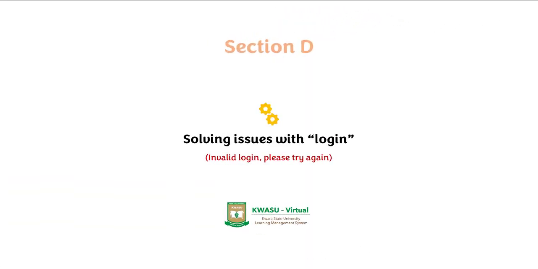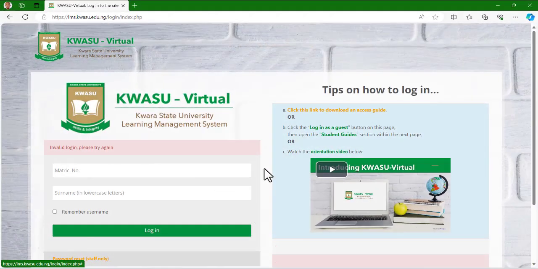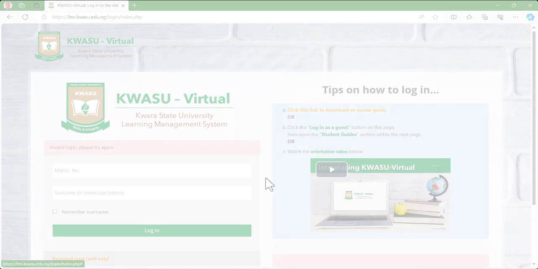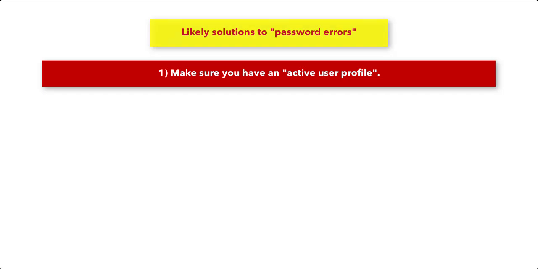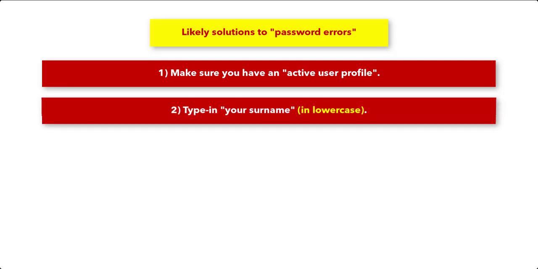In case you are unable to log in with your surname simply typed in lowercase, then it's possible that there could be any of these following errors. First of all, make sure that you have an active user profile on KWASU-Virtual. If not, go back to the beginning of this video to learn how to generate one for yourself. Otherwise, if you're sure that you have an active user profile on KWASU-Virtual, then go ahead and log in with your surname typed in lowercase, because this process is case sensitive.